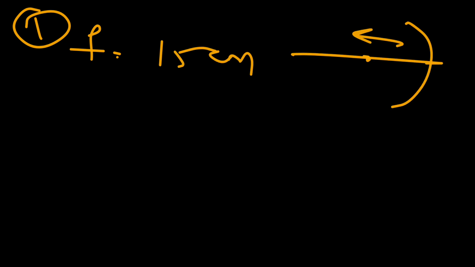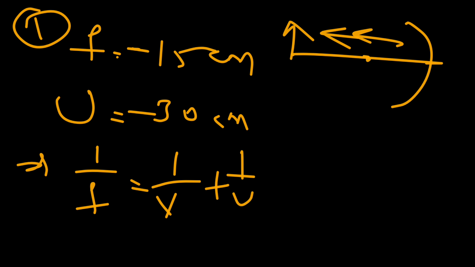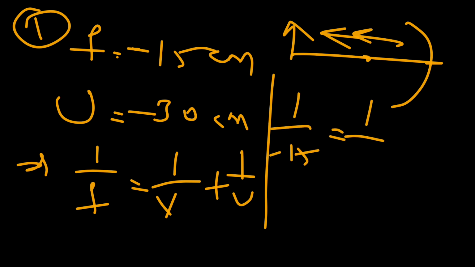So he has given the focal length equal to 15 centimeters. But you have to measure the focal length toward this direction, so this value has to be taken negative. And the object distance is 30 centimeters, and the object is in this direction. You have to measure towards this direction, again negative. So the formula is 1 by f is equal to 1 by v plus 1 by u. If you substitute these values, you'll get 1 by minus 15 is equal to 1 by v plus 1 by minus 30.